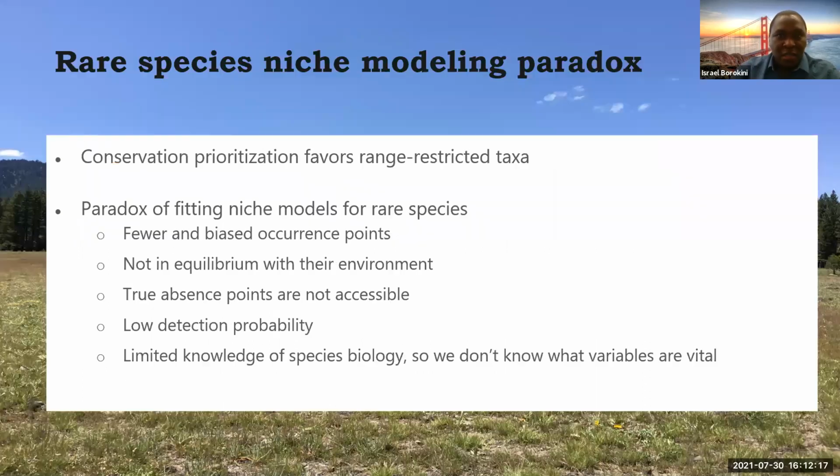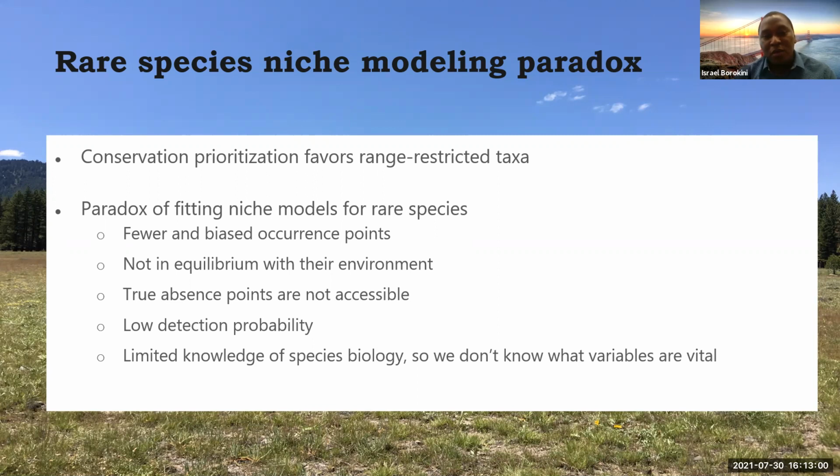But the problem with niche modeling is that a lot of conservation effort is focused on range restricted taxa, because when a species has a very small geographical distribution, it is more vulnerable to extinction, through environmental or genetic processes. Most of the species listed in the Endangered Species Act of the United States, or the IUCN Red List of Threatened Species, are highly threatened or have a small range.